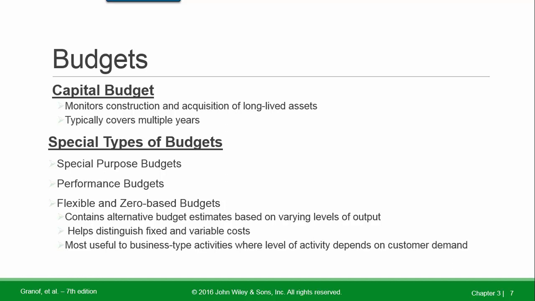Special types of budgets: special purpose budgets, performance budgets, flexible and zero-based budgets. These contain alternative budget estimates based on varying levels of output. This helps distinguish fixed and variable costs. These are most useful to business-type activities where the level of activity depends on customer demand.